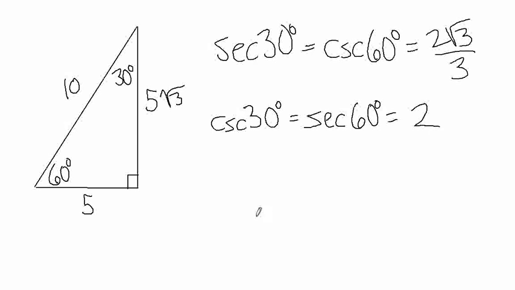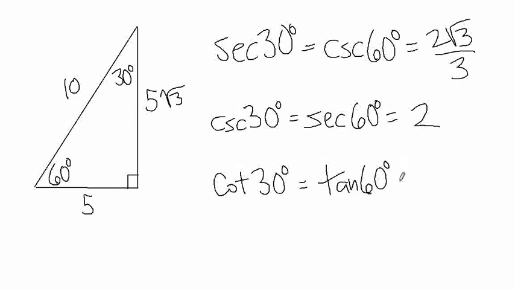And then finally, the identities tell us that the cotangent of 30 degrees is equal to the tangent of 60 degrees. And you can work both of those out and see that they're both equal to the square root of 3. Okay? So, for example, the tangent of 60 would be 5 root 3 over 5, right? The length of the opposite side divided by the length of the adjacent side, and that would give the square root of 3. All right?